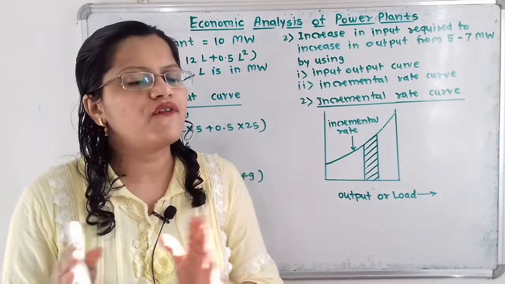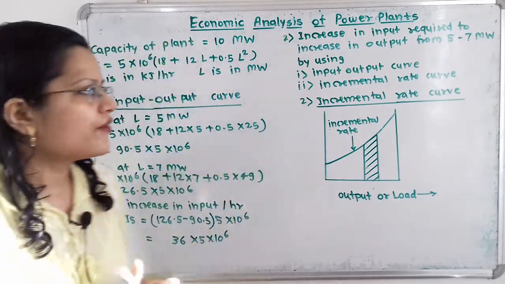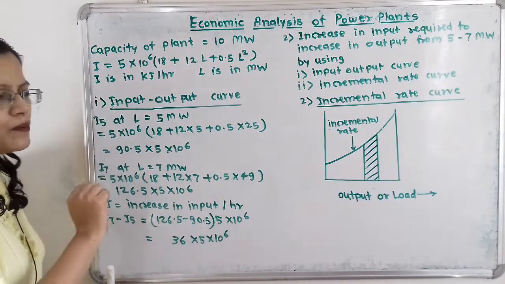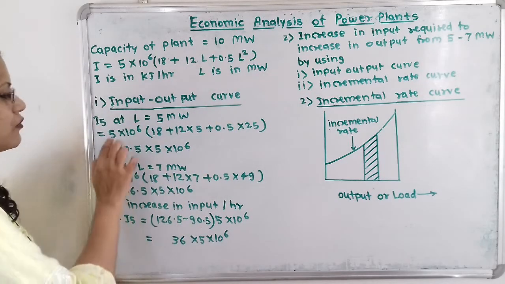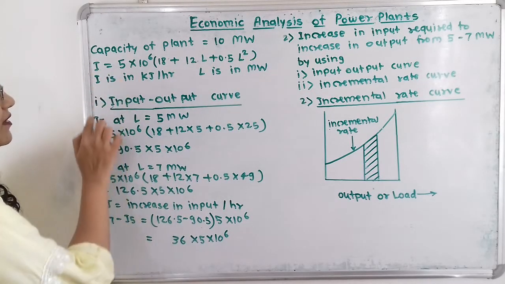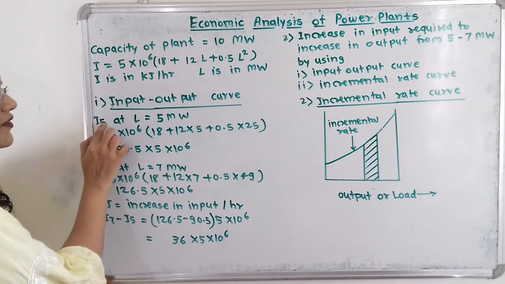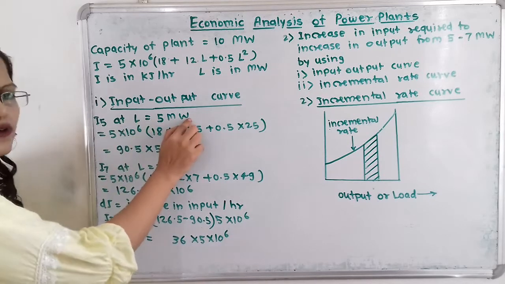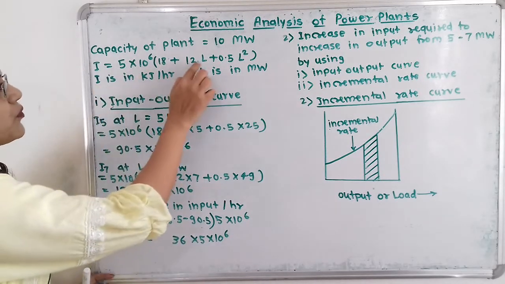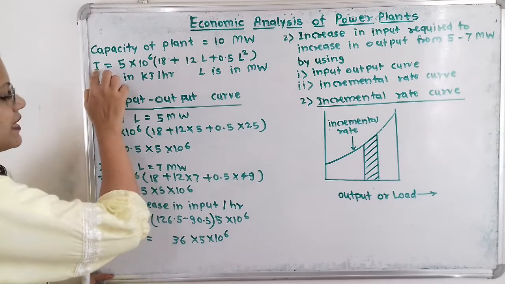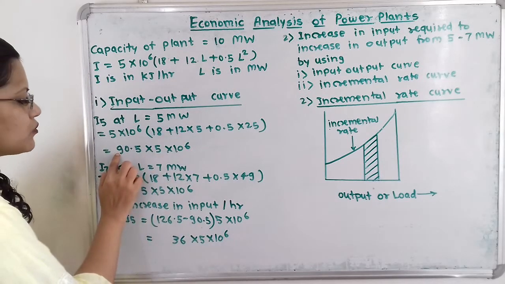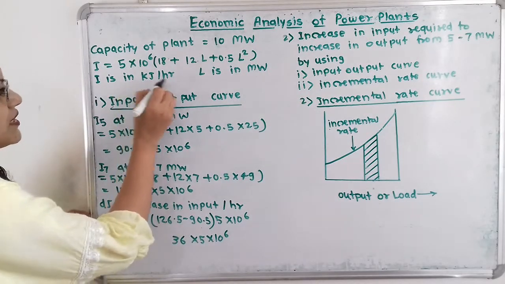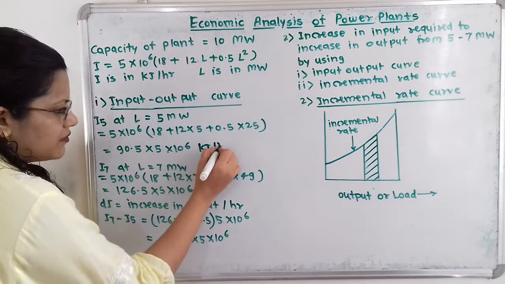So this is the value of load L. When we take L is equal to 5 megawatt, what is the value of input? From this equation we can calculate. So we will consider I to the base 5, that is, suffix 5 is used for the load. So I5 at L is equal to 5 megawatt. When we put L is equal to 5 here, then we will get the value of I, and that is equal to 90.5 into 5 into 10 raised to 6. And what is the unit? It is given in kilojoule per hour.